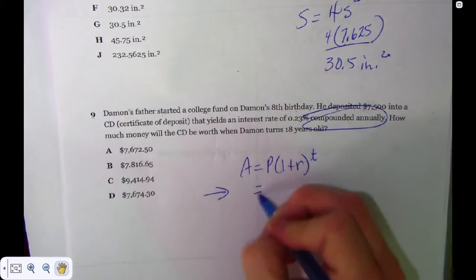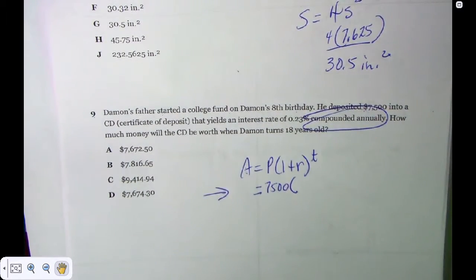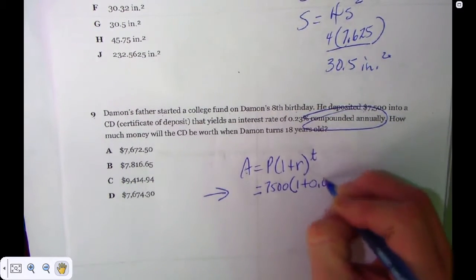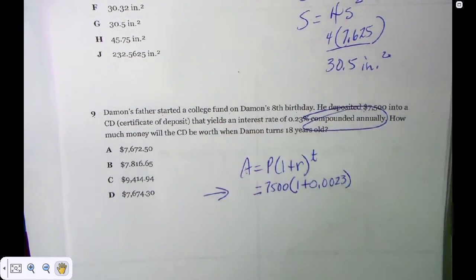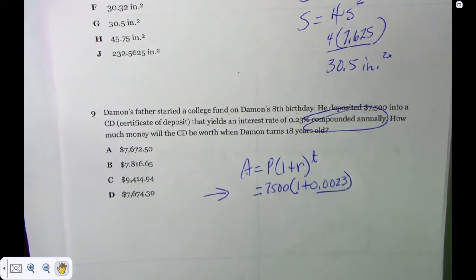So some of y'all put the $7,500 under the A, but that's the principal. A is the amount in the account at the end of the time of the savings. How long you leave it in savings. So 1 plus, and you have to move your decimal back 2 times on a percent. You cannot just go put 0.23.